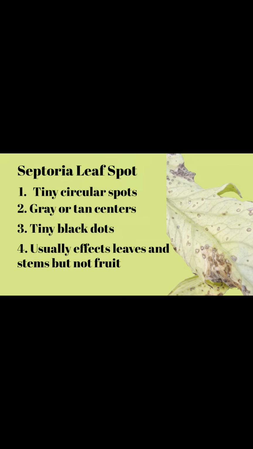Here's a quick guide so that you can identify this in the future. Tiny circular spots, gray or tan centers, tiny black dots, usually affect leaves and stems, but not the fruit.